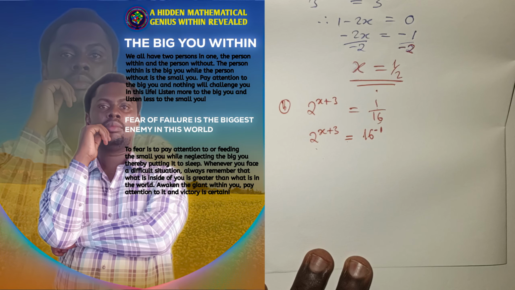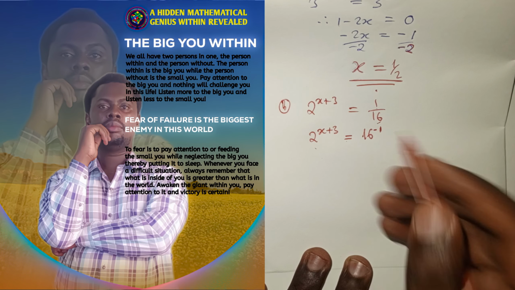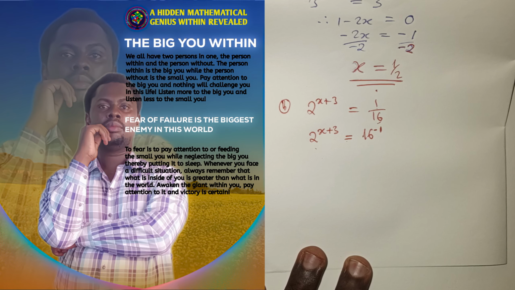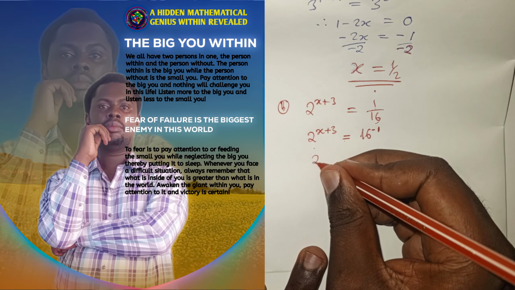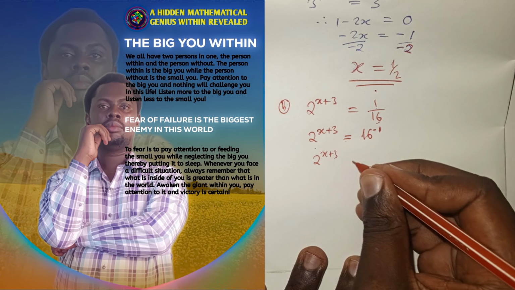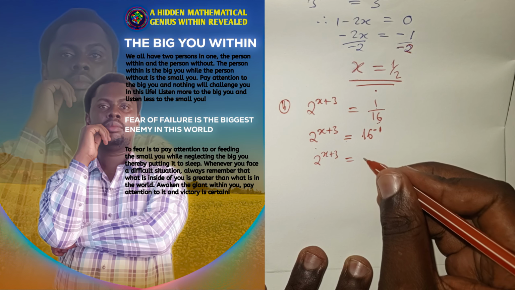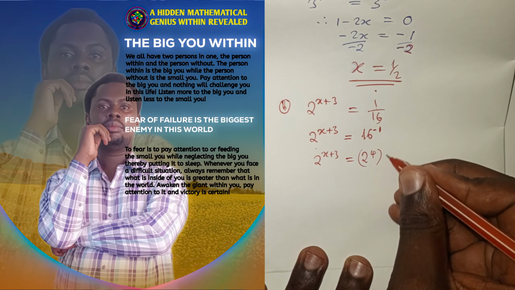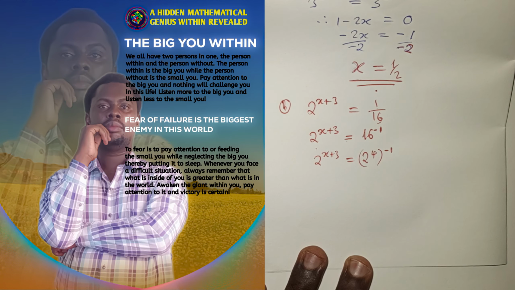Yes, 2. How many times can we multiply 2 to get 16? 4 times. So where there is 16, we are going to put 2 to the power 4. So you have 2 to the power x plus 3 is equal to, where there is 16 is 2 to the power 4. Then we have power of minus 1.